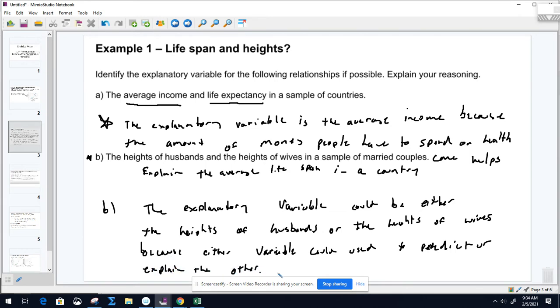Again, you could have a random group of 100 husbands that are all taller than their wives, who all said they wanted their wife to be shorter. You could have a random group of people where the wives are taller because they like shorter men. It's just that this explanatory variable could be either. You can't tell which is which. So that's example one and objective one.